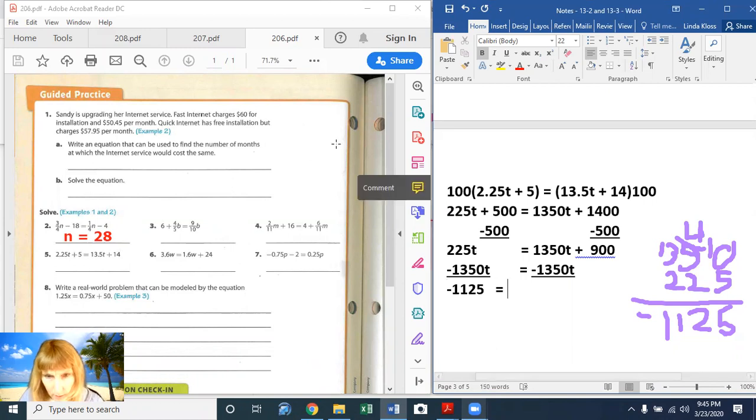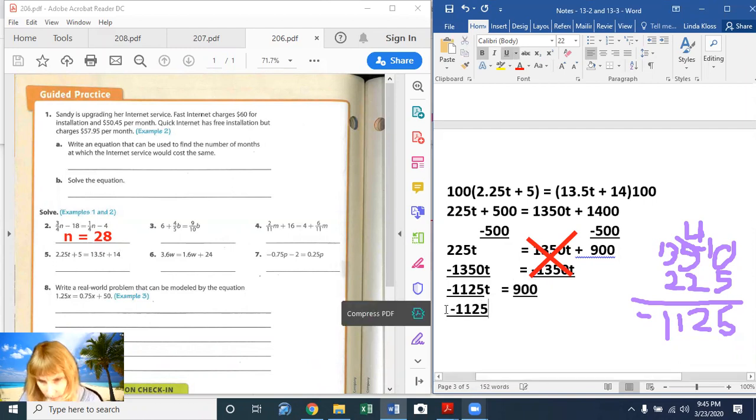equals, and of course, I'm going to put the red back. This is going to cancel out to 0. And we will be left with 900. And this is a t. We've got to make sure we have our t in there yet. So now I have to divide by the coefficient of negative 1125 to both sides. Negative 1125 to both sides.